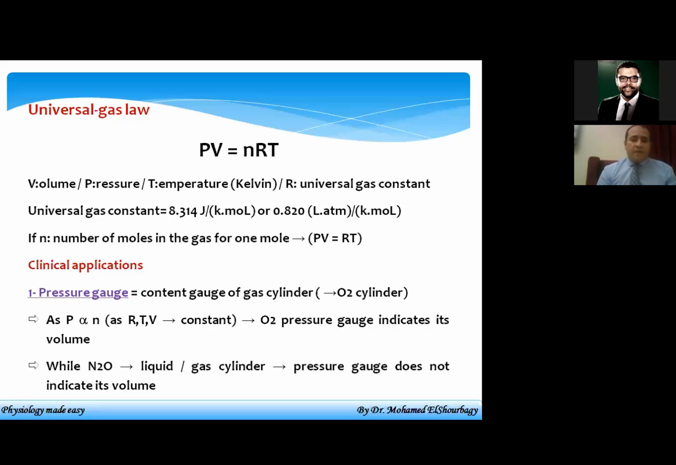What is the clinical application? Clinical application number one, the pressure gauge. The pressure gauge will express the contained state of a gas cylinder, for oxygen only. Why? Because P is proportional to n, as R, T and V are constant. So the oxygen pressure gauge indicates its volume, while in a nitrous liquid gas cylinder, the pressure gauge doesn't indicate its volume.